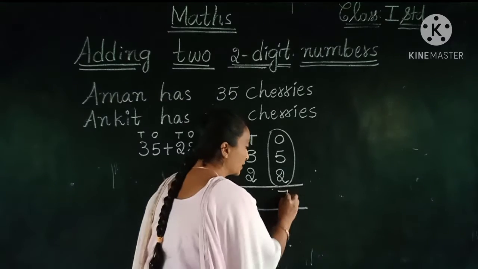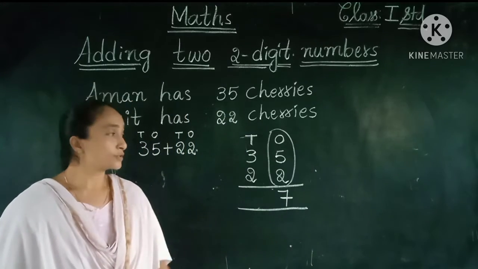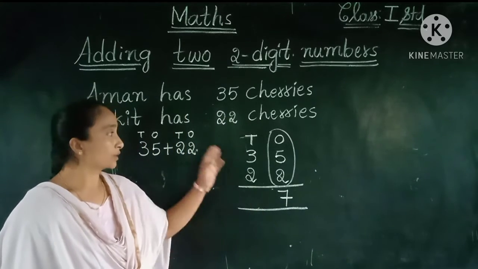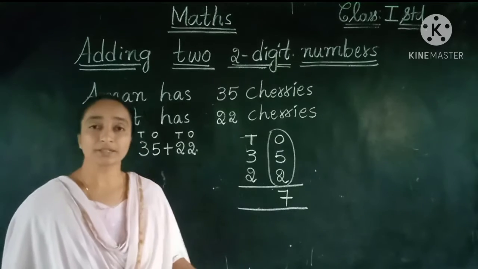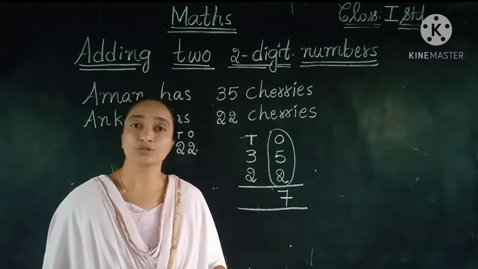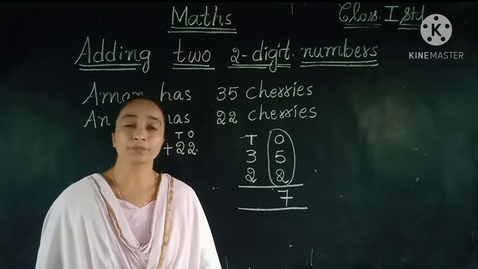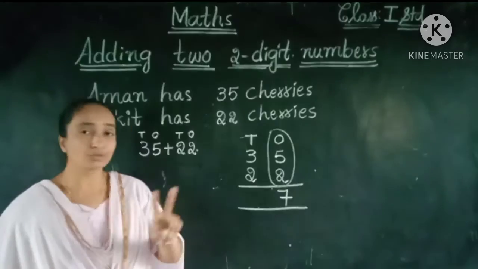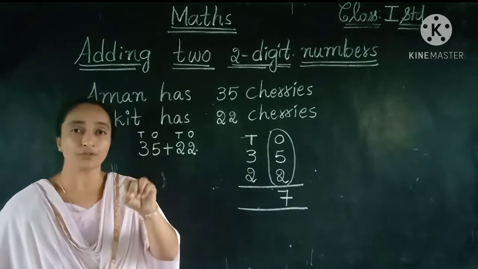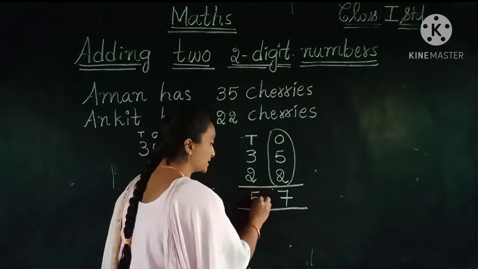So easily we can do the calculation: 7. So here it is. Now comes to the tens place, 3 plus 2. We don't know before, the tens place 3 and 2 is there, means very easy to do the calculation. 3 plus 2: 3 after 4, 5. The small number is 2 and our big number 3, 3 after 4, 5. So here we got the answer 5.